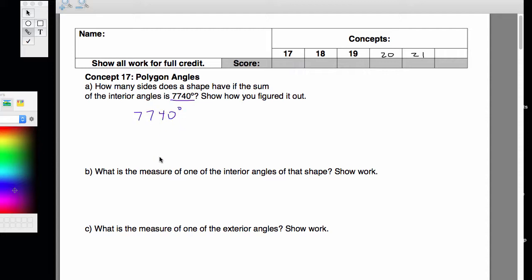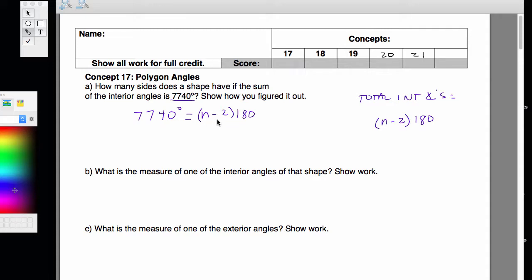7,740 degrees. Well, we know that the total interior angles equals n minus 2 times 180. In this case, we don't know the number of sides. I know the total number of degrees, but I don't know the number of sides. So what I'm going to do is set this formula equal to my total number of interior degrees.